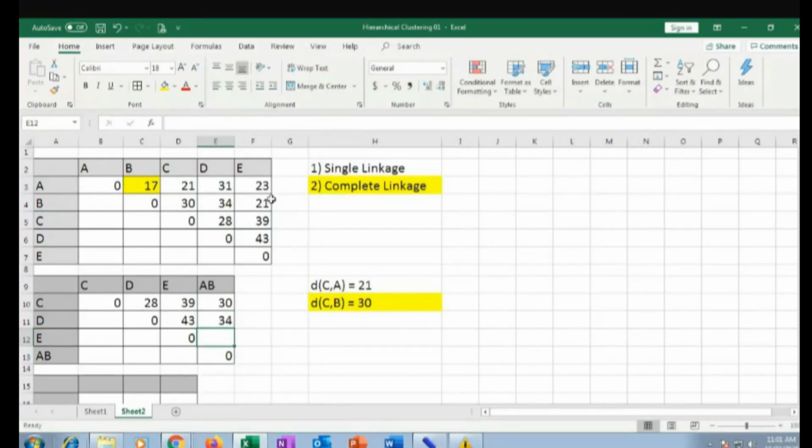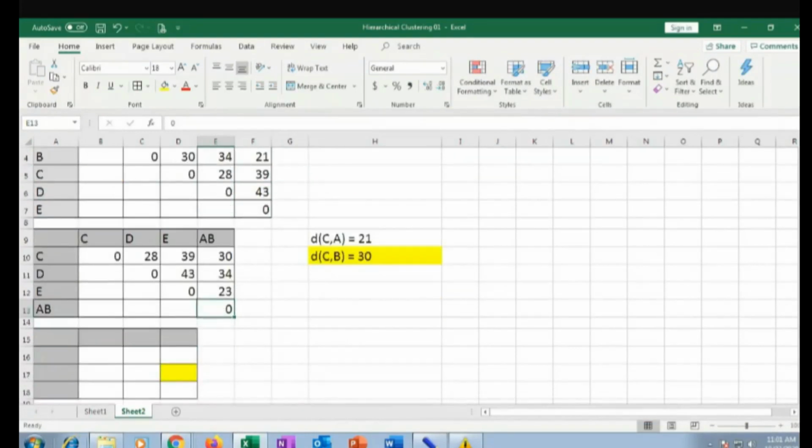Okay, and E to AB, E to AB is 23 and 21. So which one will you put? Maximum is 23. Okay, are you getting me? So now this is done, but now selecting the cluster to be merged, you always choose the closest one. So find out the minimum one. Which one is the minimum one? This one is the minimum one. Okay, EAB. So you will say ABE will be merged together.